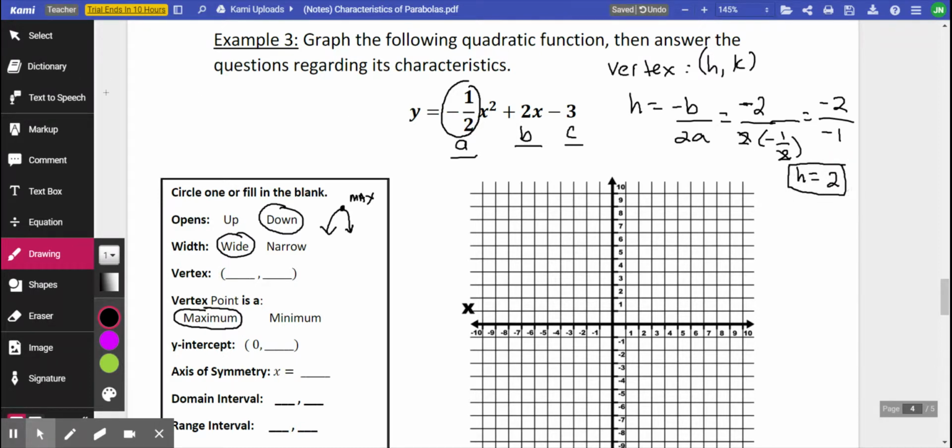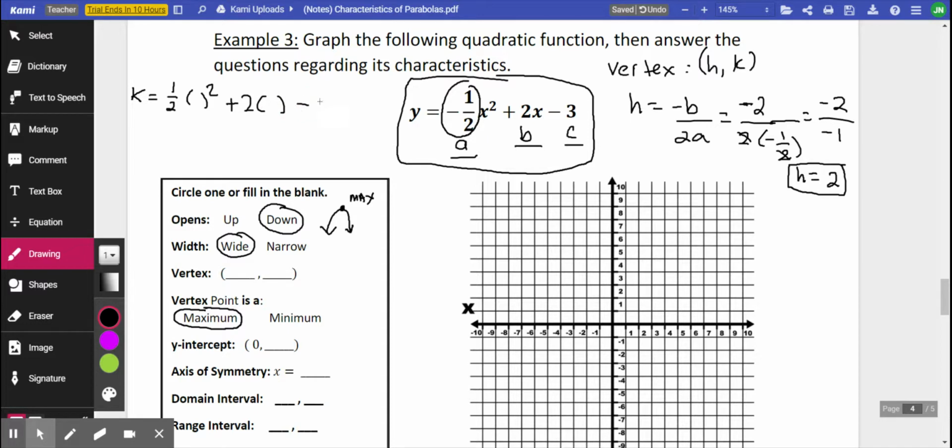Cool, let's find the k. So the k is whatever we get when we plug in h into the original equation. So this is the original equation that I started with. Let's go ahead and rewrite that, but instead of the x, I'm going to be writing blanks. So everywhere you see an x, you're going to be putting in a blank. But then we're going to have to fill in these blanks with the value of h.